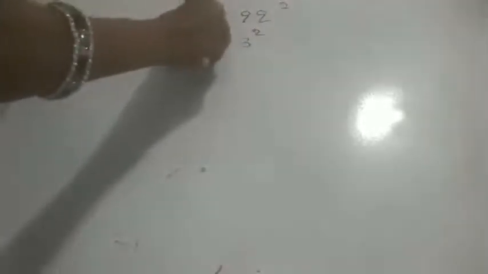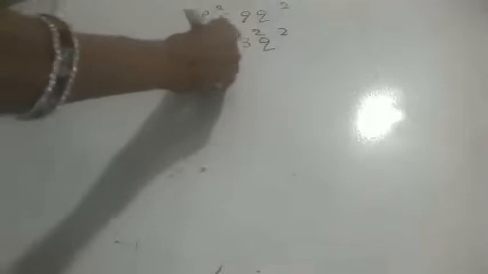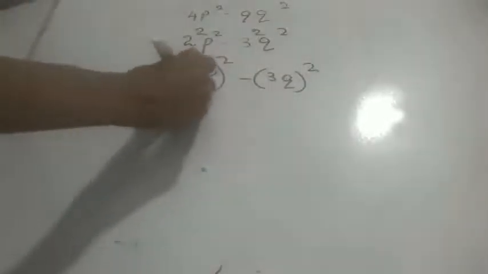4p squared subtract 9q squared. 4 is equal to 2 squared. 9 is also equal to 3 squared. We can write this as the square of 2p subtract the square of 3q. 2p plus 3q, 2p subtract 3q.